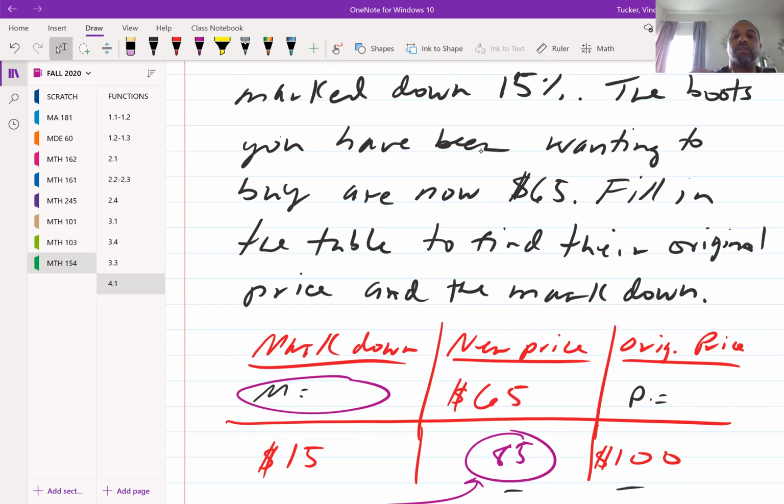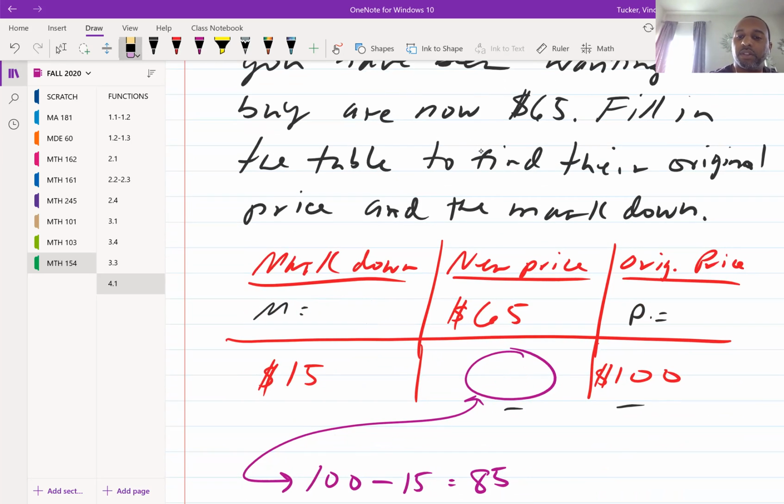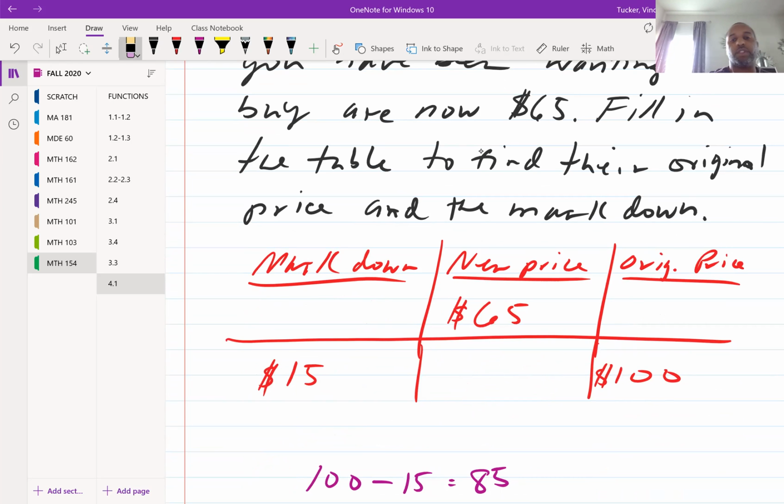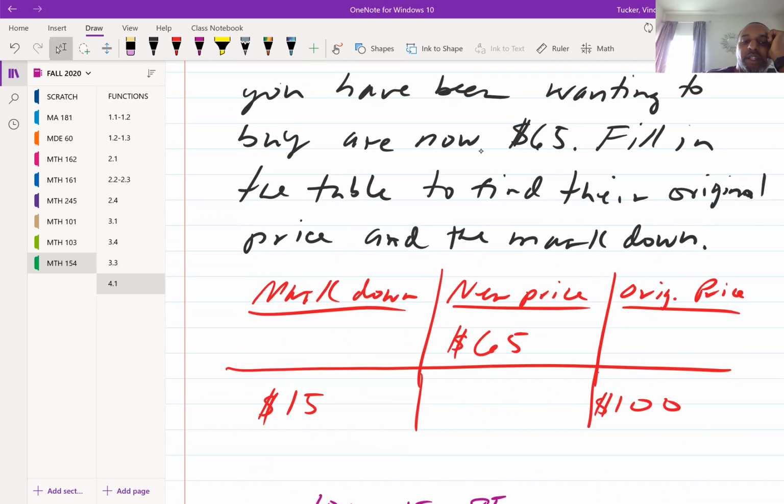Let me erase this so we can talk about it organically. So this is how they give us the chart as far as the homework is concerned. They give you markdown blank, then $15, new price, $65, then blank, original price blank, then $100. All right, and they want you to fill in the 3 spots.